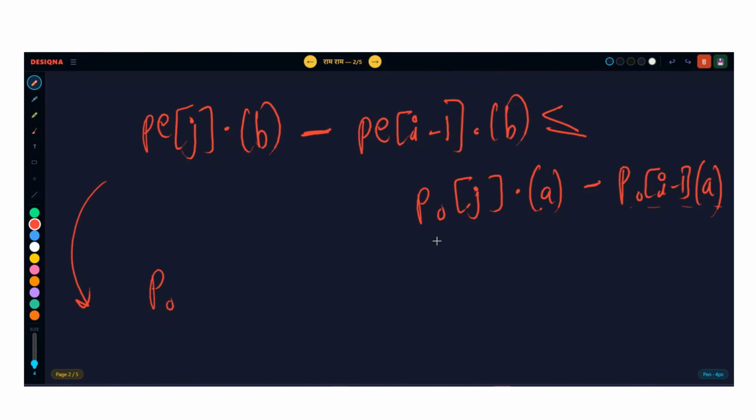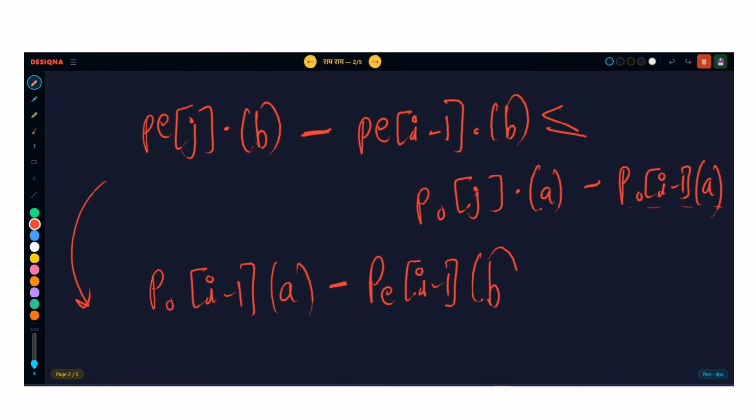This will go on the left, POI minus 1. So POI minus 1 A minus PEI minus 1 into B. Okay. This thing should be less than equal to POJ into A minus PEJ into B. Can you see how symmetrical the equation is? Everyone write symmetrical, symmetrical, symmetrical if you understand what I'm saying.